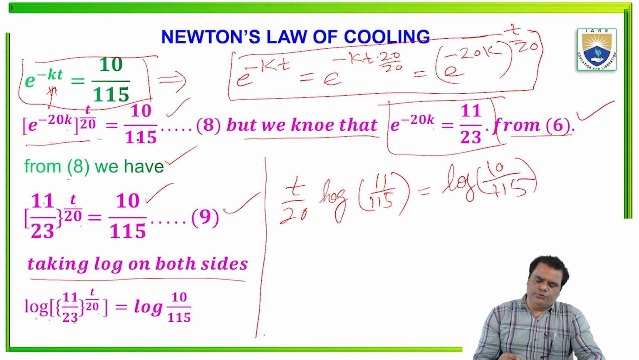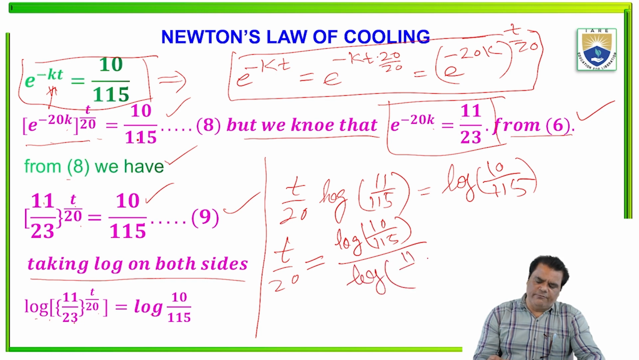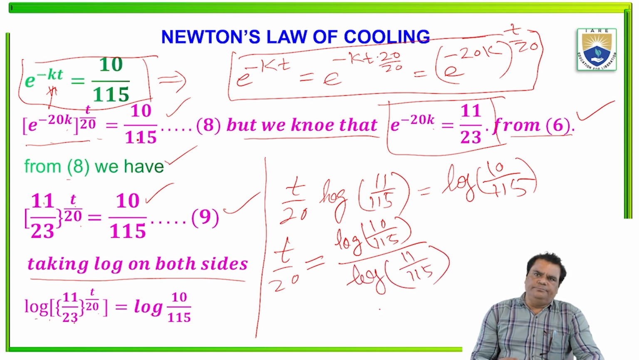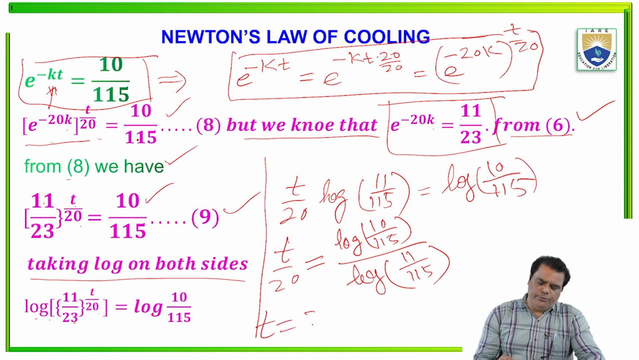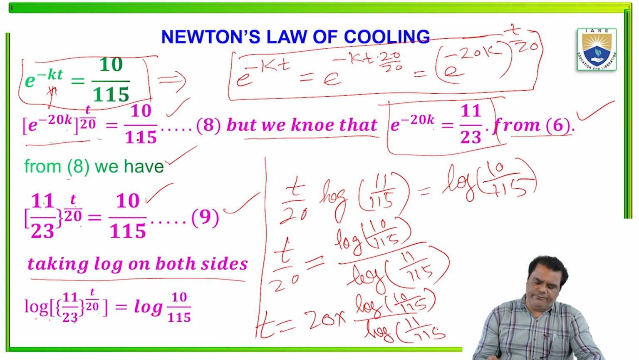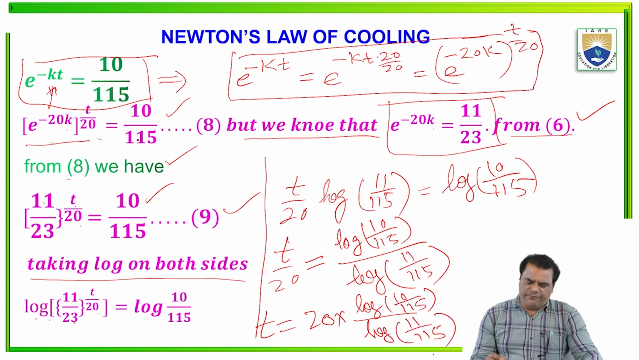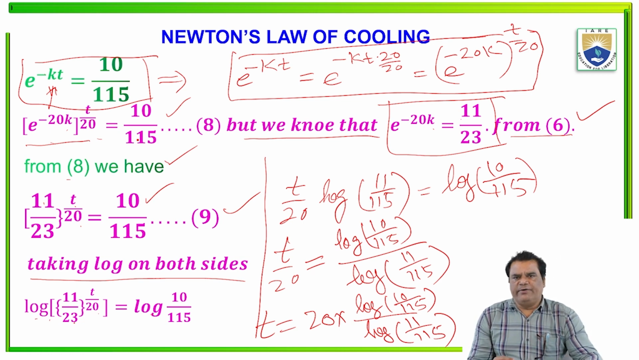Okay. So now this goes to the denominator: t upon 20 equals log 10 upon 115 upon log 11 upon 115. And t is equal to 20 into log 10 upon 115 upon log 11 upon 115. After solving these values with the help of a calculator, we can find the value of t.